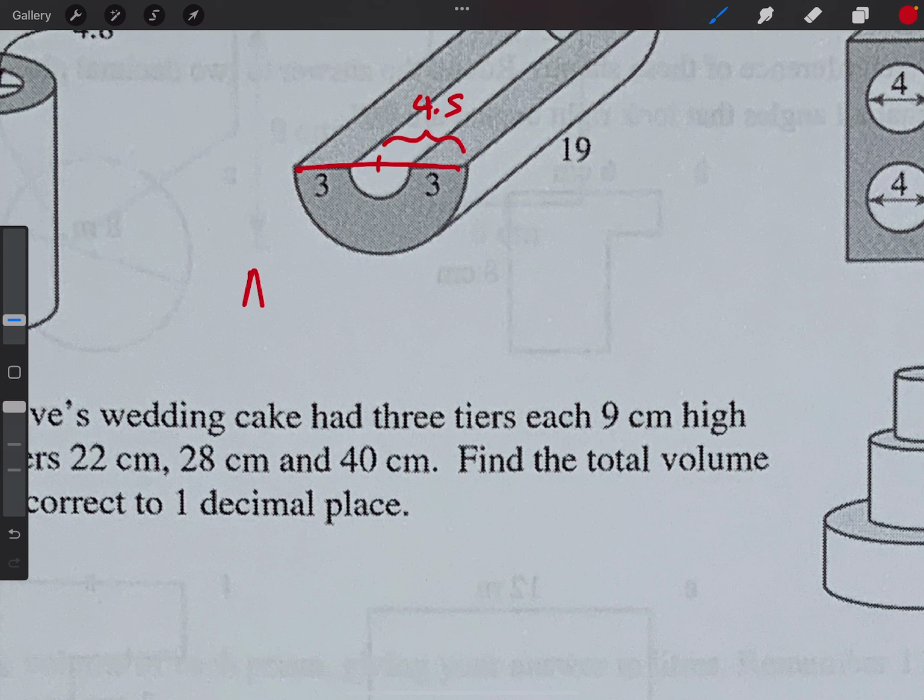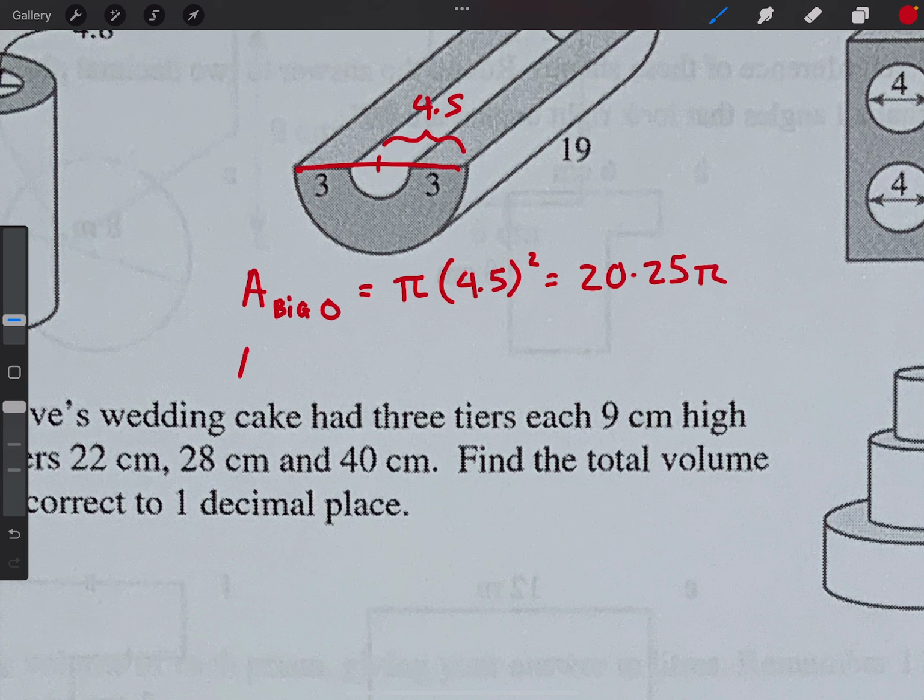So the area of the big circle is equal to pi r squared, remember? Pi times r squared, where r is 4.5 squared. Now 4.5 squared is going to give you 20.25 pi. I'm going to leave it in exact form.